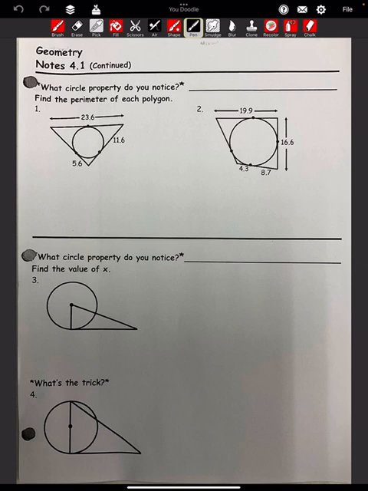All right, so let's talk about, it says, what property do you notice? What circle property do you notice? All right, so first of all, you should see ice cream cone. And remember, when we see that, we want to set equal, because remember the sides of the ice cream cone are congruent or equal. All right, so basically, it says find the perimeter of each polygon. All right, so you want to look and see if you see an ice cream cone. Now, if you notice, we do have some ice cream cones.